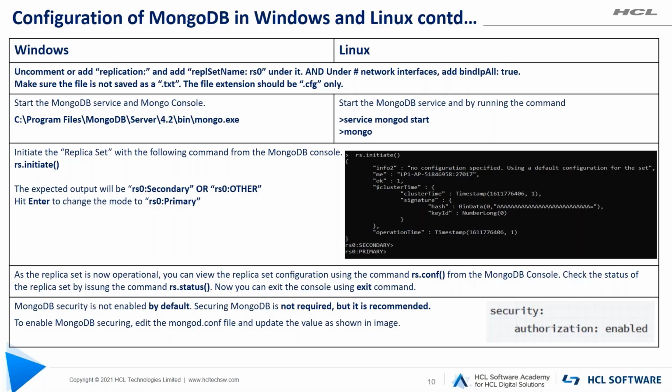Now we can review this configuration by giving the console commands rs.conf and rs.status. But if you did not get this output, then certainly there is a mistake in the config file. So you should review the file and make the necessary changes. Now let's exit from the console.